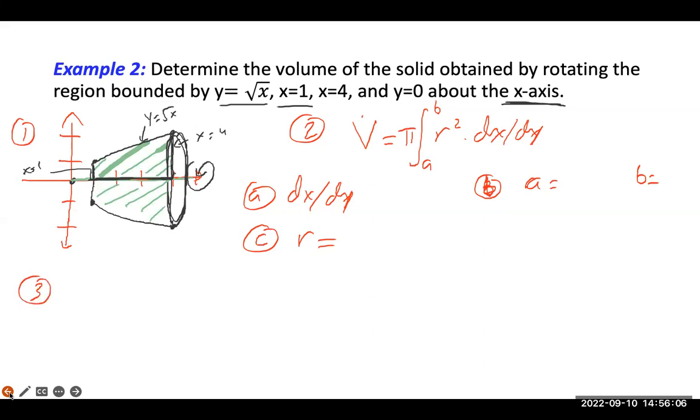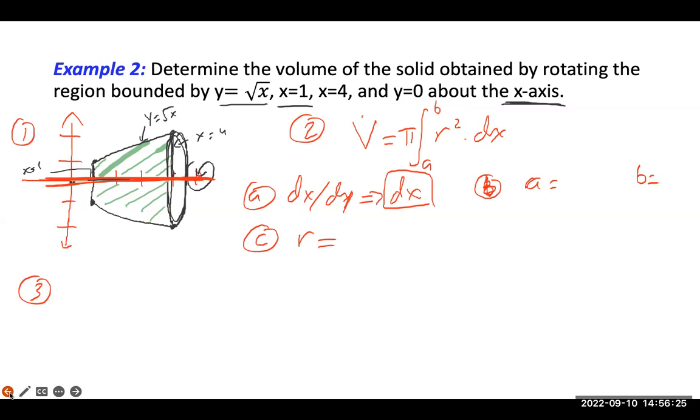So the first part, am I dealing with a delta x or delta y? It depends on your axis of revolution. Because my axis of revolution is horizontal, I am dealing with a delta x. So that tells me up here, I'm just dealing with delta x.